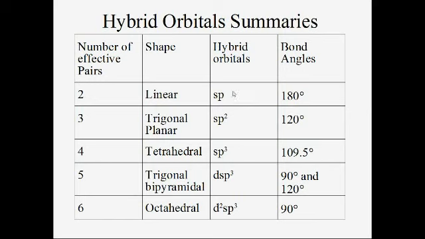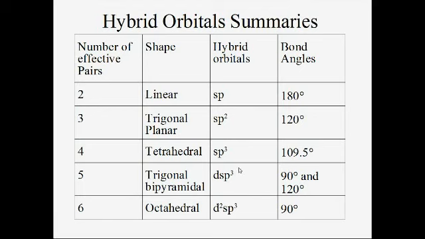So the hybrid orbitals, this corresponds to an electron geometry. So sp is going to be linear electron geometry, bond angle 180 degrees. sp2 is trigonal planar electron geometry, bond angle of 120 degrees. sp3, for 4 area electron density, that will be tetrahedral with a bond angle of 109.5 degrees.